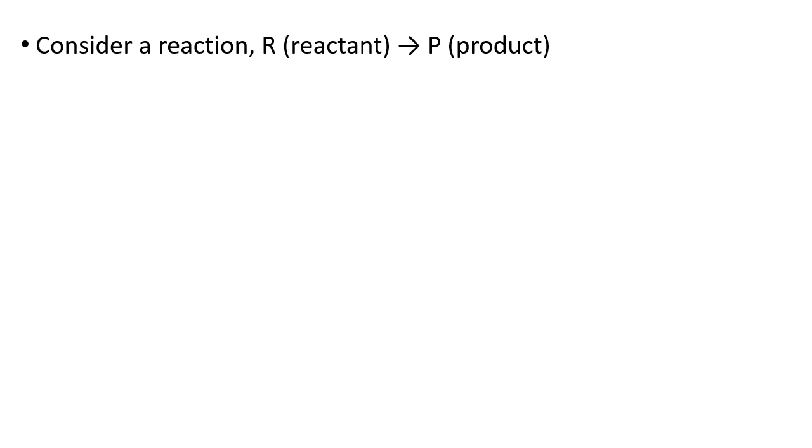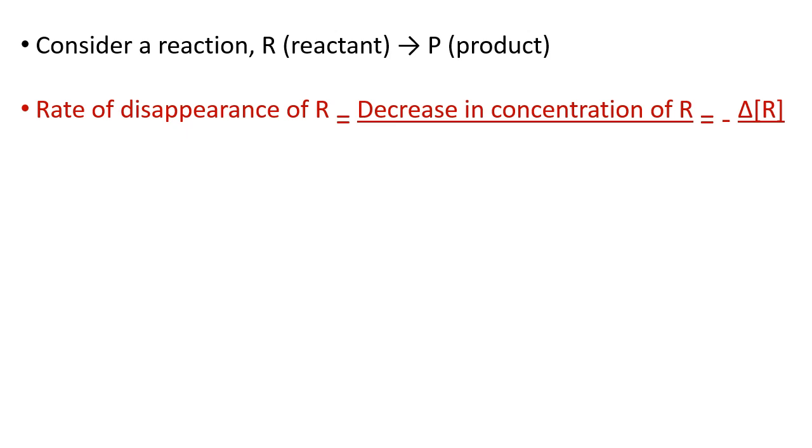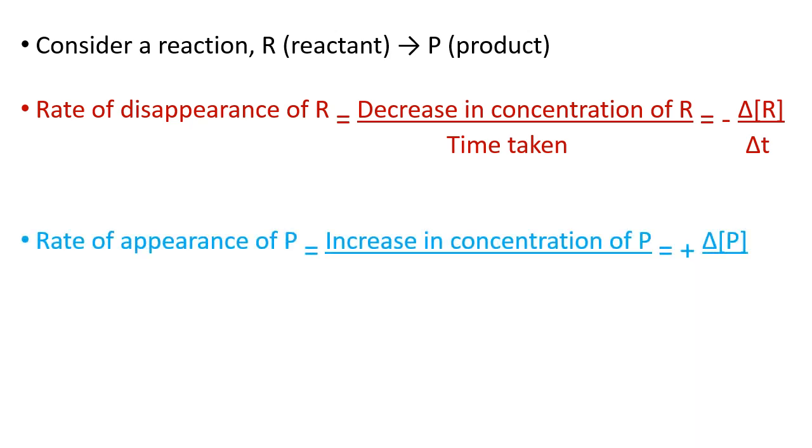Consider a reaction where reactant R gives product P. The rate of disappearance of reactant is equal to the decrease in the concentration of reactant divided by time taken, that is equal to minus small change in the concentration of reactant with respect to small change in time. The rate of appearance of product is equal to the increase in the concentration of product divided by time taken, which is equal to plus small change in the concentration of product divided by small change in time.